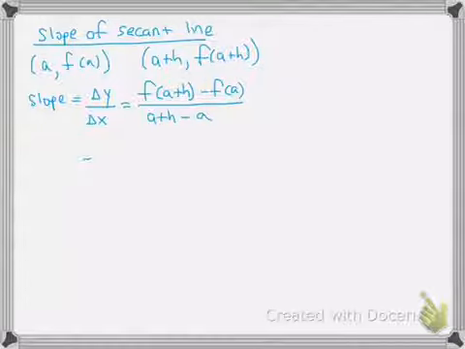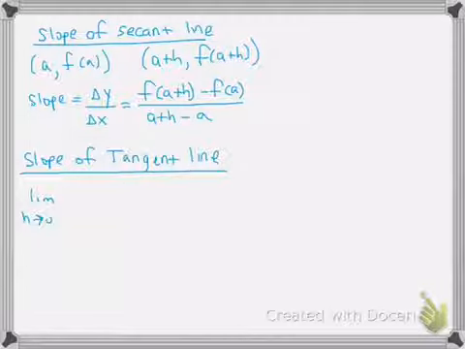Now, in order for us to find the slope of the tangent line, we're going to take this secant slope, f of a plus h minus f of a, divided by a plus h minus a, and we're going to start to apply calculus. We're going to start to apply our limit. So what I want is for the distance between these 2 points to approach 0. I want these 2 points to get so gosh darn close that it looks like a single point.